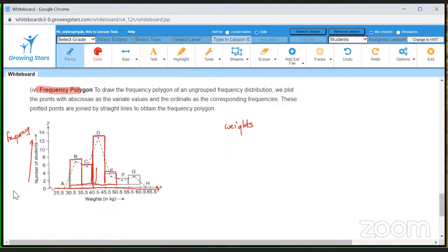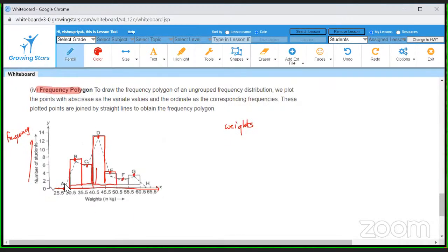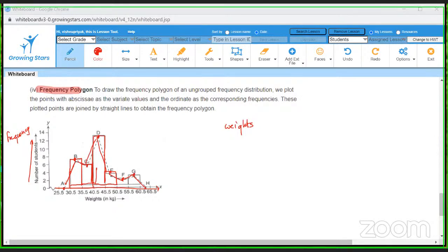You will draw the histogram first. And then from the first class, you will take the midpoint on the rectangle, midpoint of each interval, and you will join the midpoints. These midpoints, when you join, they form the frequency polygon. Next one.